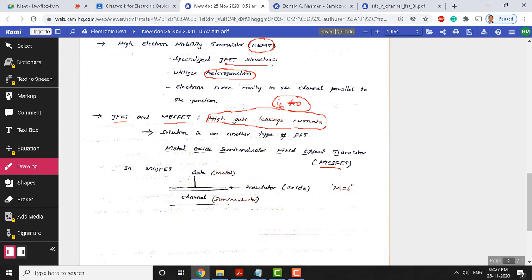MOSFET is nothing but metal oxide semiconductor field effect transistor. The state of the art device right now is going to be the MOSFET. MOSFET is used everywhere in electronic systems, nearly 99.99%. Most of the electronic systems are made from MOSFETs. Okay, so you need to know more details on the MOSFET. In MOSFET, the structure looks like this. Anyway, we are going to discuss more details on that in the coming classes.